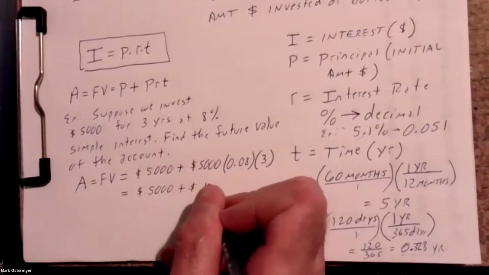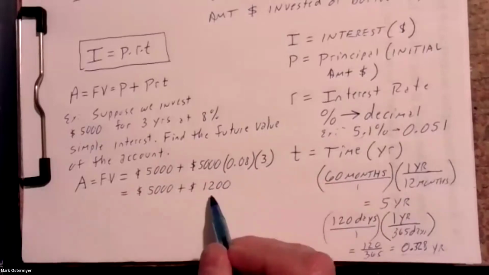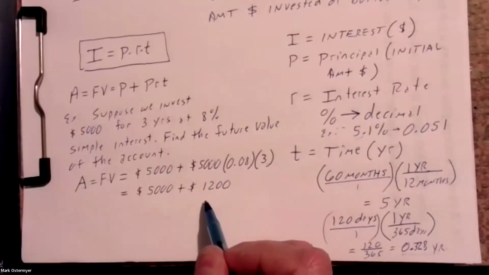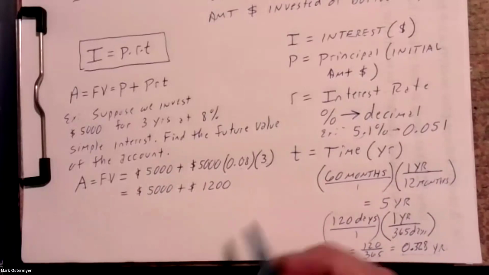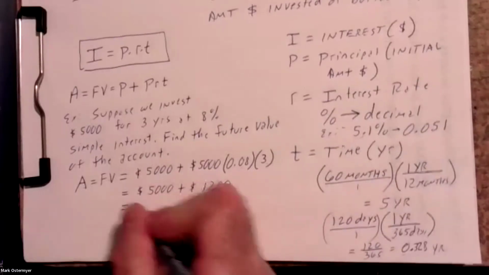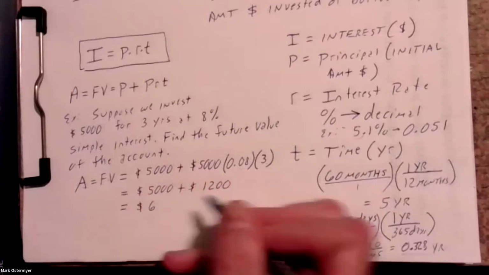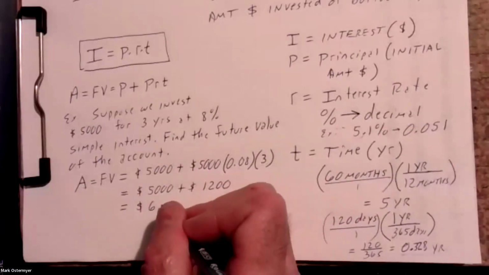So you will have earned $1,200 of interest just by letting your money sit in that account and accrue simple interest over 3 years. So the future value of this account will be $6,200.